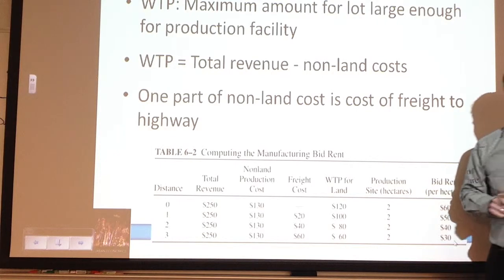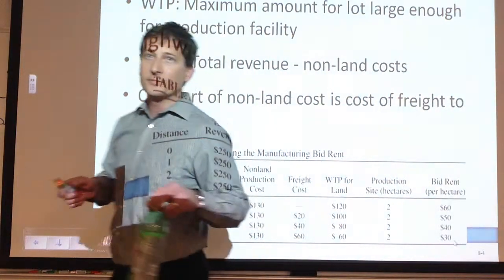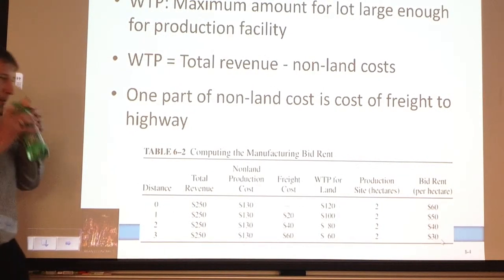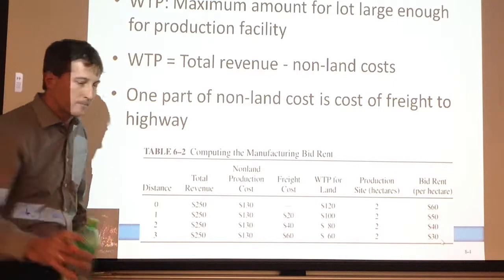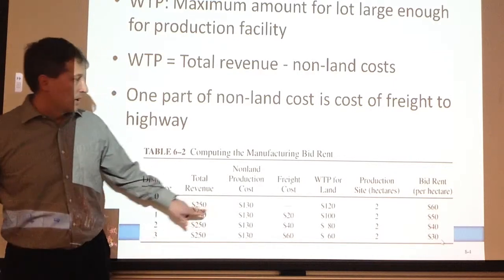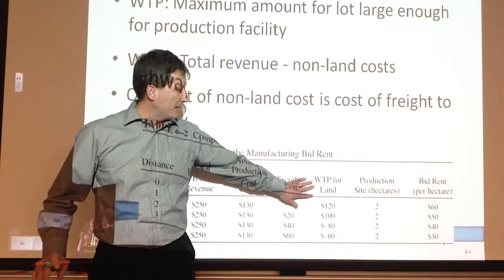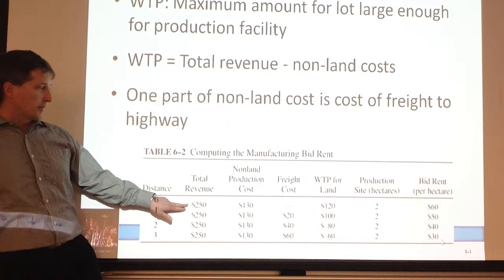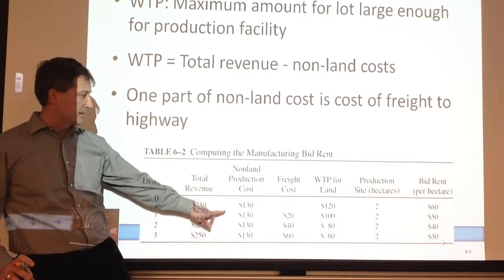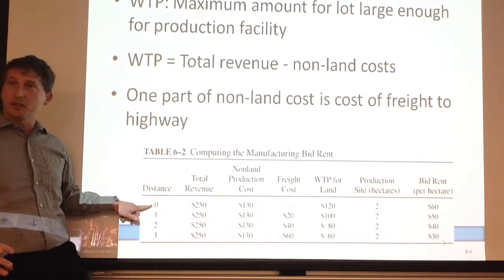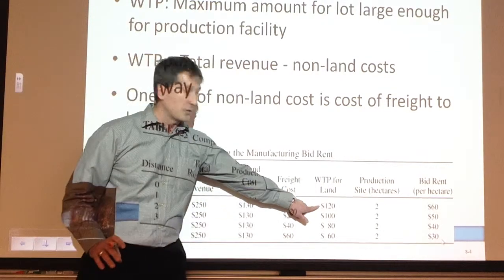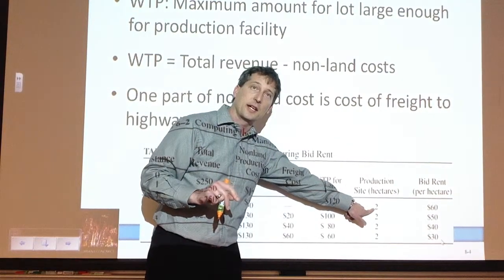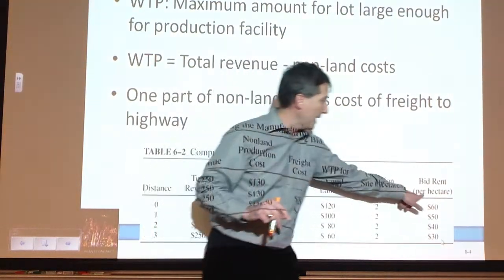Max, you look like you've got a question brewing. Well, I'm just trying to figure out whether you're getting the numbers for the bid rent. Okay, that's total revenue minus non-land costs, so you're starting with 250. So the willingness to pay is the leftover amount, right? So 250 worth of revenue, non-land costs, no freight costs because we're close to the freeway. So I got a 120 dollar price tag, but it's a 2 acre site, or a 2 hectare site. Okay, so divide by 2 per hectare, got it.